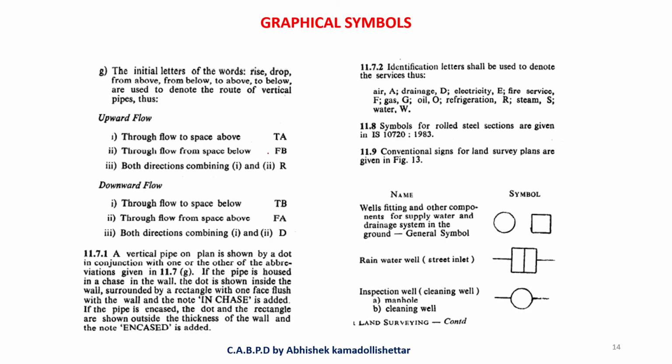Graphical symbols, again you can have different things. See, just for rain water well, you can have the symbol in this way. All these symbols will be used directly in the drawing. They will not give you an idea. The only thing is you should know what all those symbols mean. See, for air, there's a specific letter A. Drainage D. For electricity E. For fire service F, and R for refrigeration. So all those things you can go through. Inspection, manhole cleaning. For that, the representation is very simple.